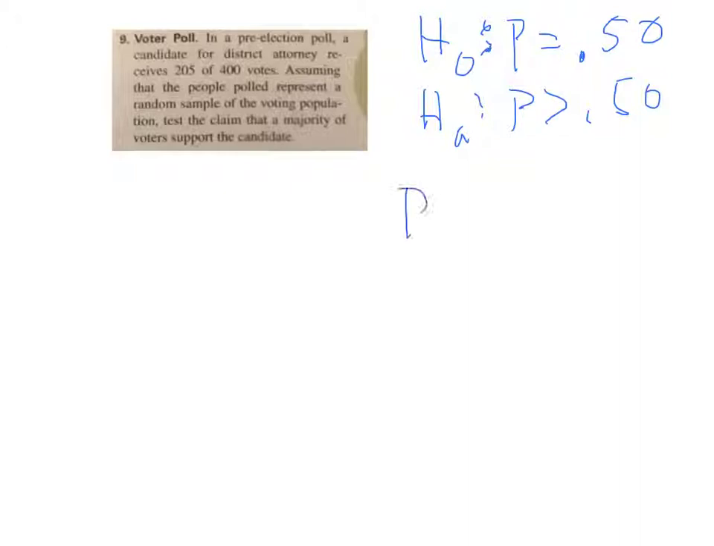So our p-hat value is coming from the sample. This is 205 out of 400, which is, let's see, I got 0.5125. Looks like a slight majority. Let's see if it's far enough above that 50% mark to see if they can declare the election. So we're going to use 0.5.